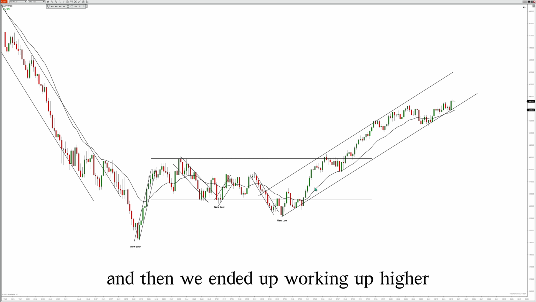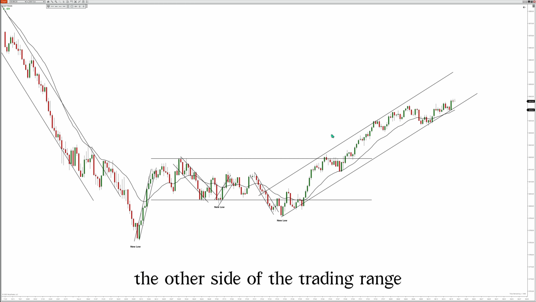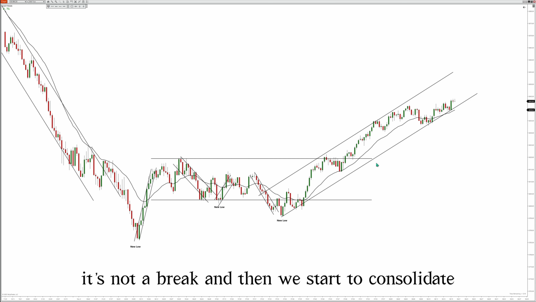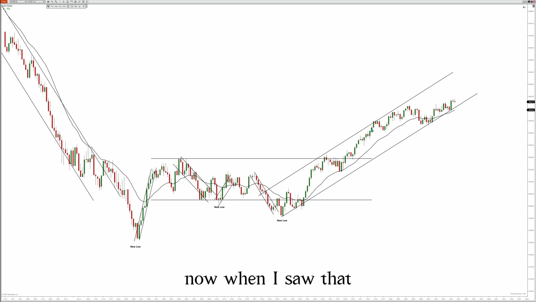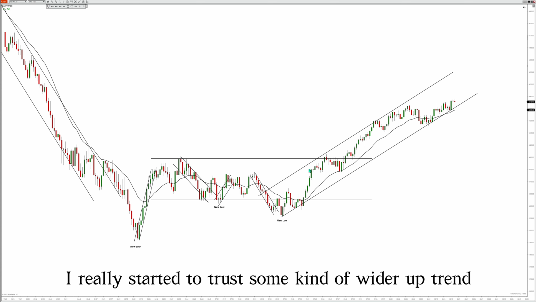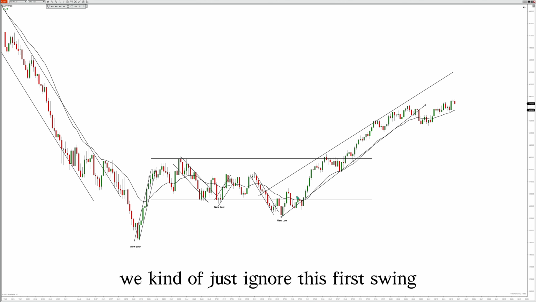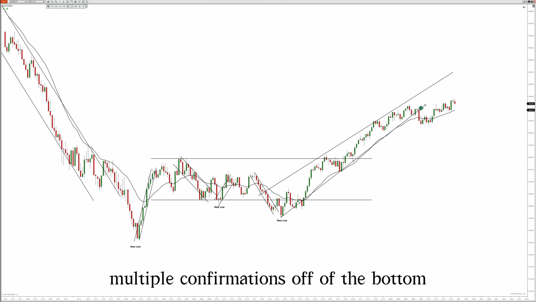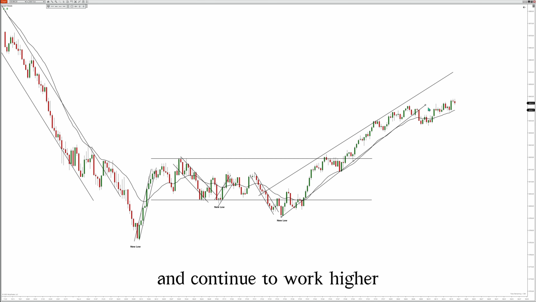So as I saw this, we have this short-term downtrend, break, push to new low, and then we ended up working up higher. Now it's common after a failed breakout for us to break out the other side of the trading range, but you can see how different this break is. It's not a break and then we start to consolidate. We broke out and continued to work higher. When I saw that, I really started to trust some kind of wider uptrend, and we had this one drawn originally where you kind of just ignore this first swing, multiple confirmations off of the bottom. But we broke outside of this channel and then created a new extreme and continued to work higher.